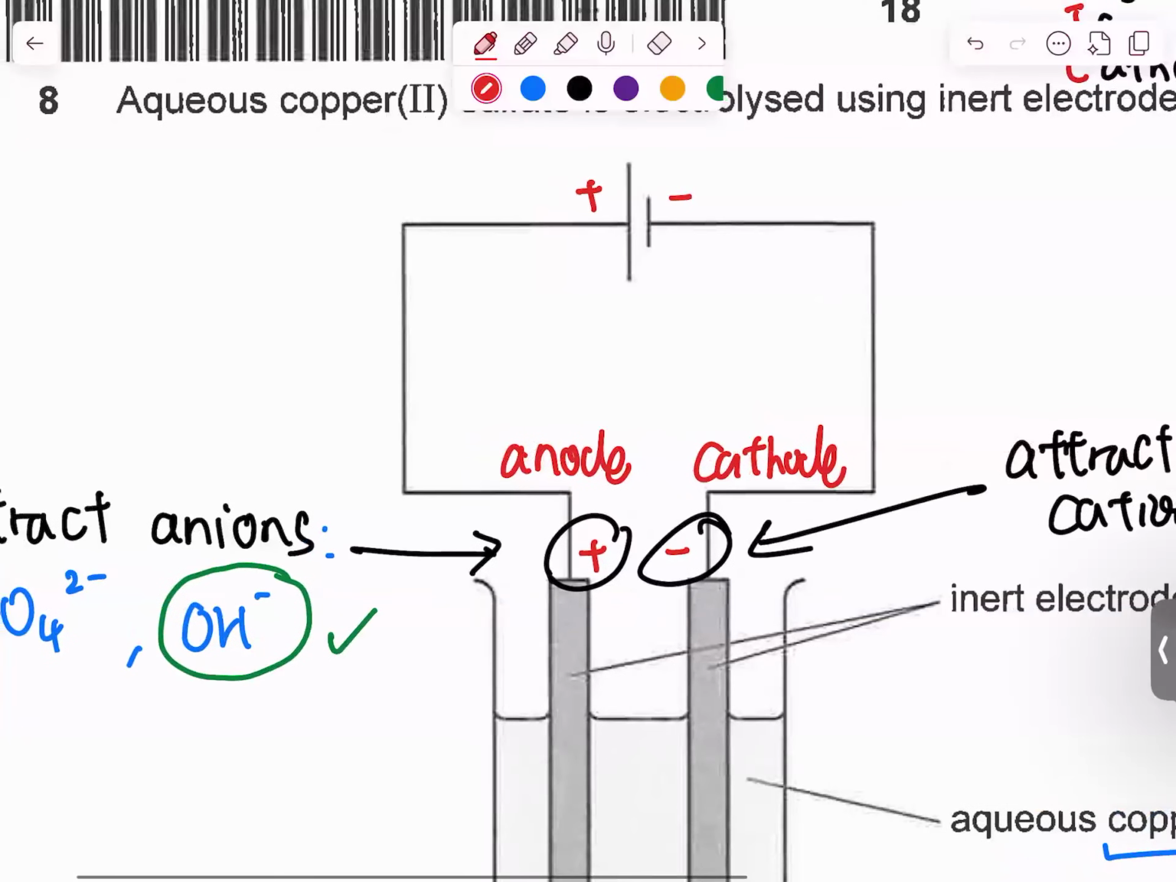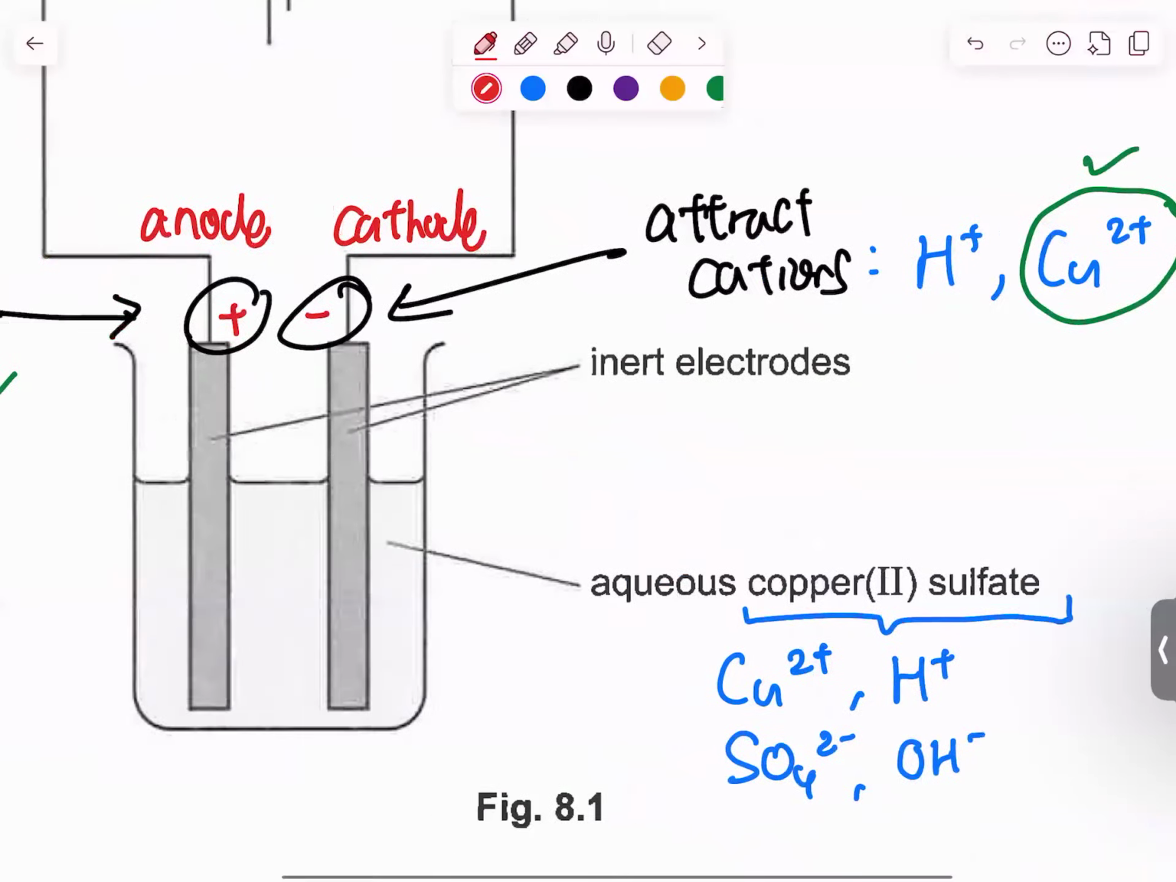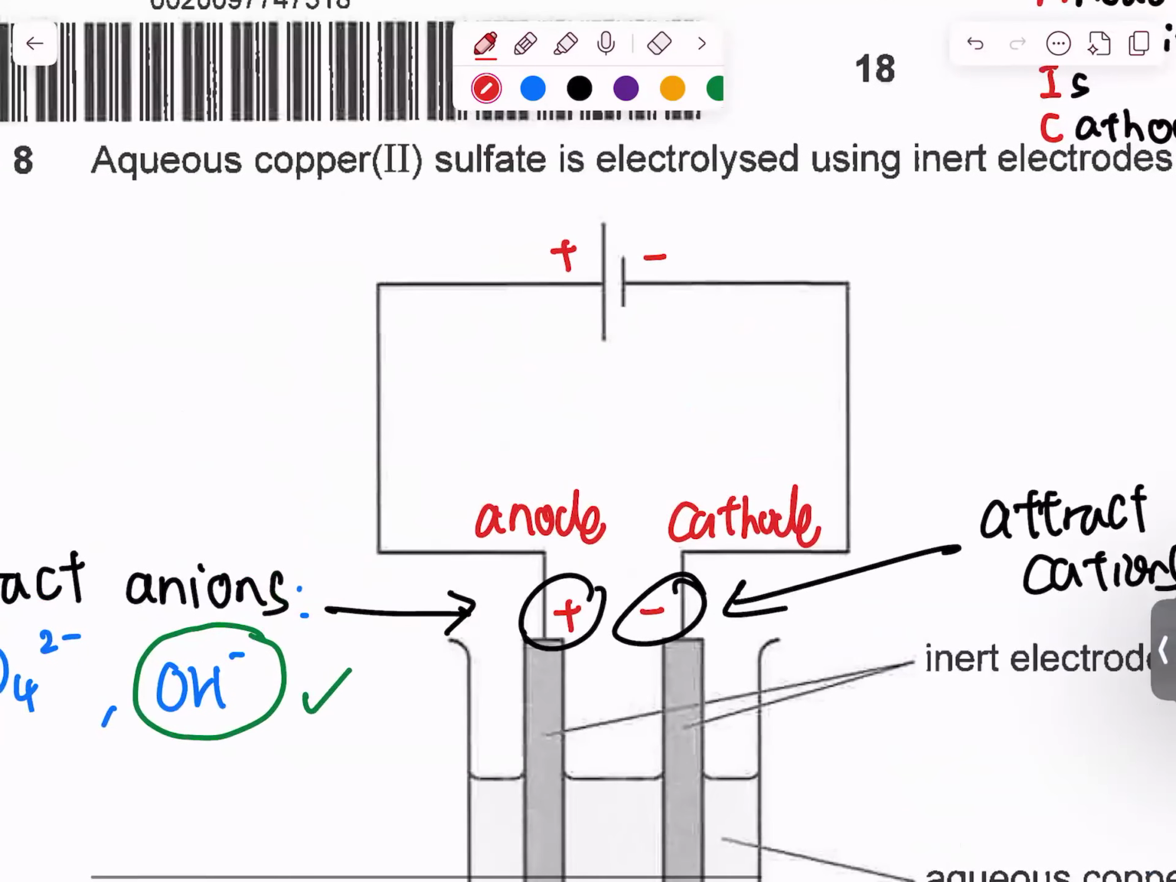The first thing you must do, don't jump straight into the electrolytes and everything. Focus on the battery first. Label the positive and negative. If this is positive, this must be negative, and this must be positive, and this must be negative.